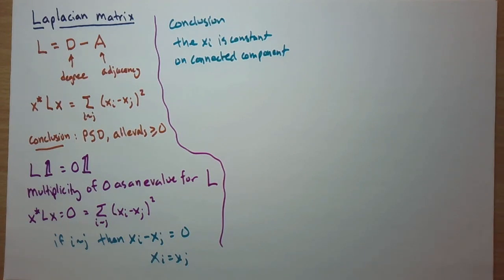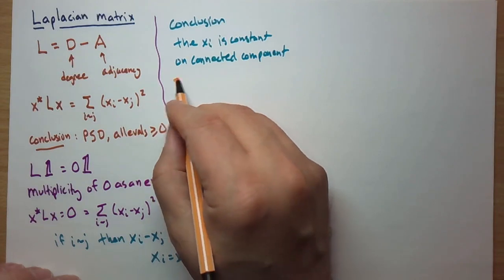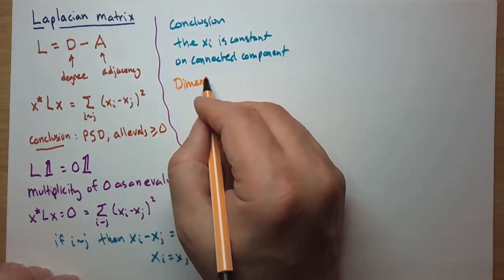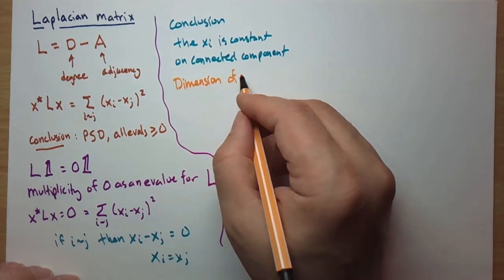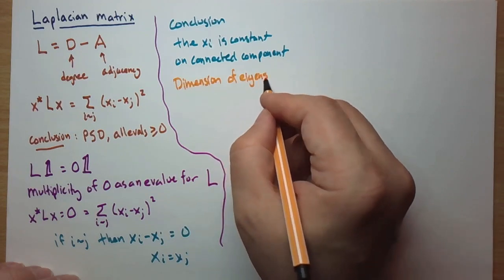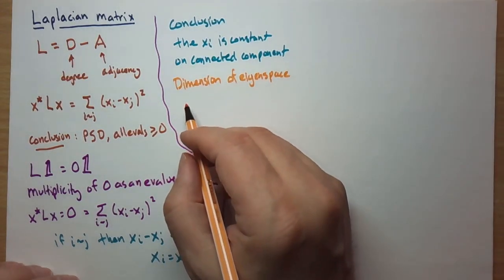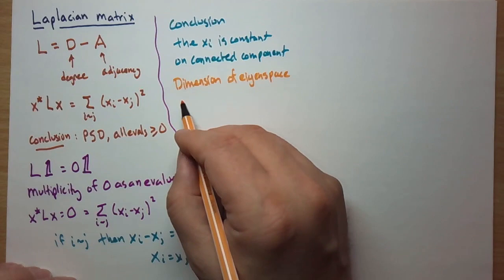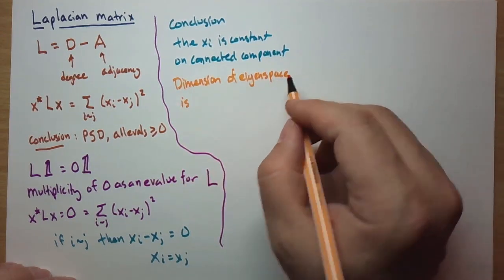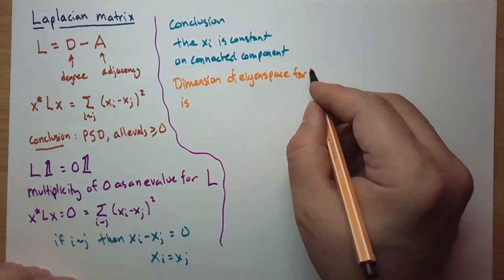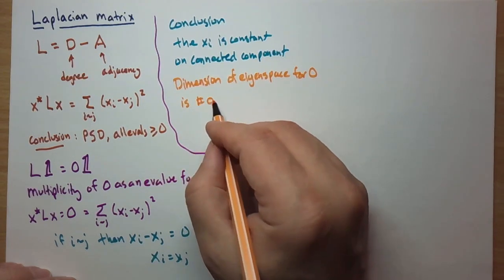Okay, so back to my question. We know we have to be constant on connected components. What does that tell us about the dimension of our eigenspace for 0? Should be the number of connected components. Why do you say that? So why are you saying it should be the number of connected components? Because you said that last time. That's a good reason. Yes. So the dimension of the eigenspace for 0 is the number of connected components.